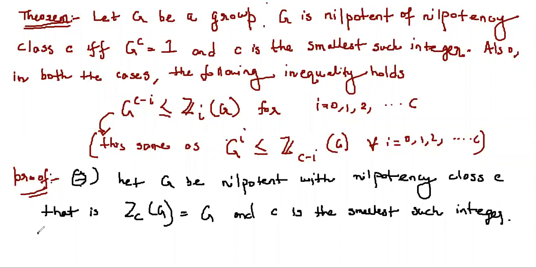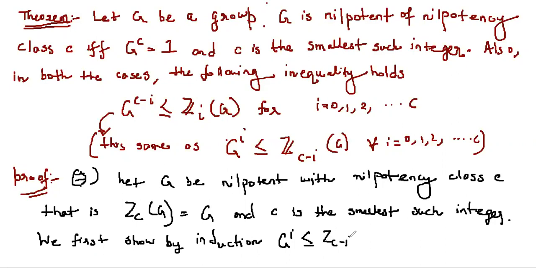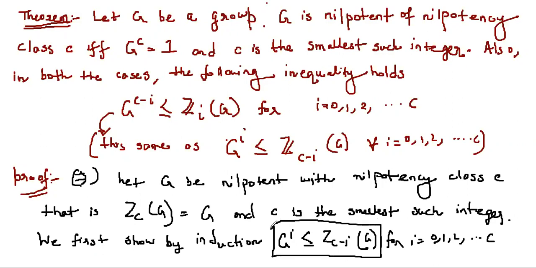Okay, so we first show by induction that G_i is a subgroup of Z_{C-i}(G) for i equals 0, 1, 2, and so on. So that is what is my aim. First we show this inclusion. See, my aim is to now show that G_C is 1, right? But we will show this first, and from this it will just follow that G_C is 1.